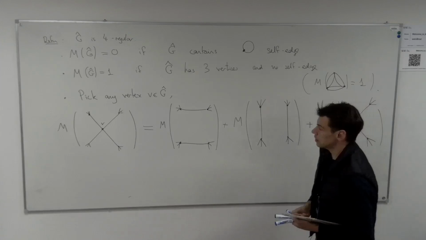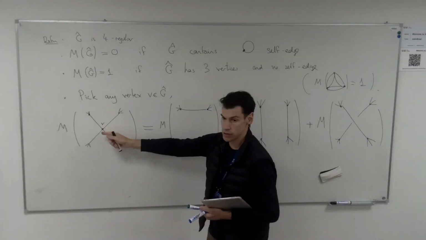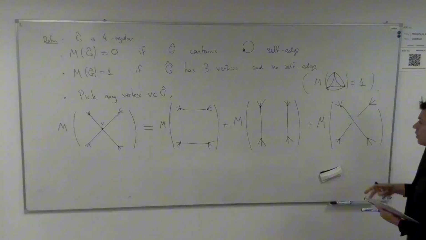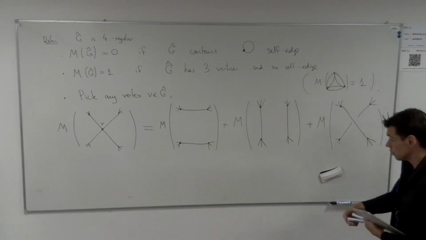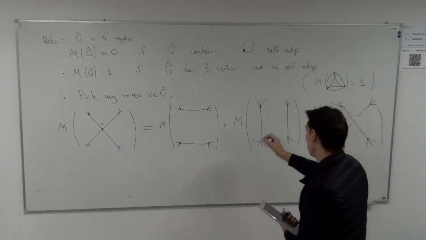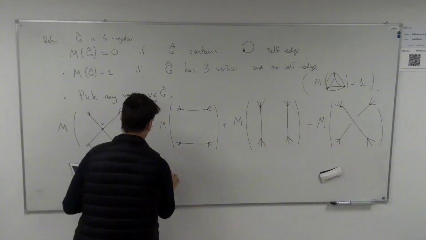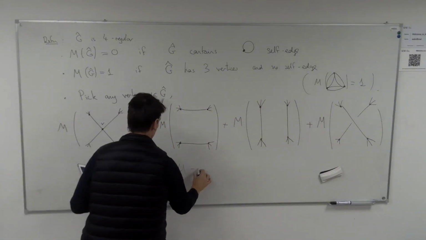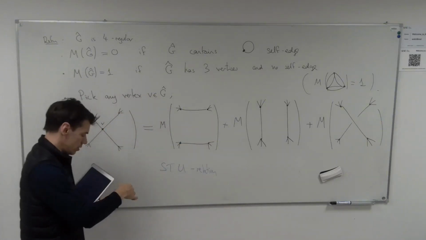And so you've expressed the Martin invariant of a graph with a certain number of vertices in terms of Martin invariants of graphs with fewer vertices. So this is extraordinary, and it's a very famous relation in knot theory and graph theory called the STU relation. It's a very, very important relation. It occurs in many, many different areas.